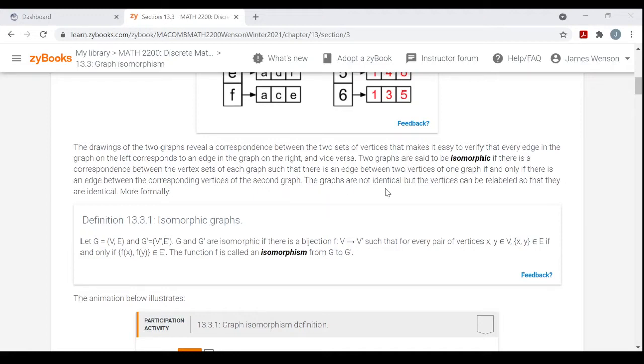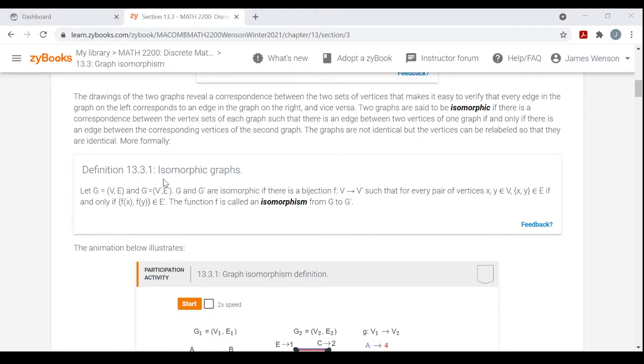The graphs are not identical, right? Because again, the vertices are labeled differently, but the vertices could be relabeled so that they are identical. So if you can do that, then the graphs are said to be isomorphic. All right, so a more formal definition here involving vertex set and edge set.